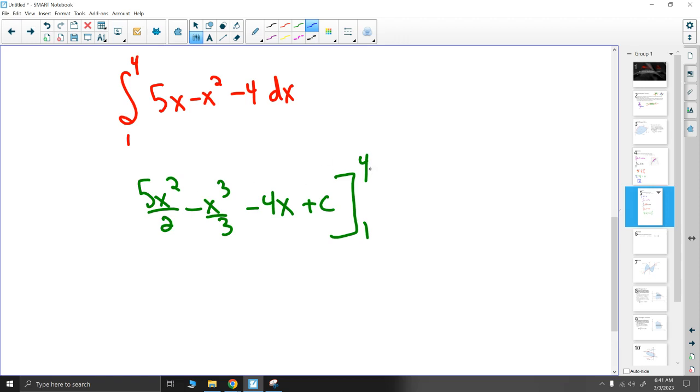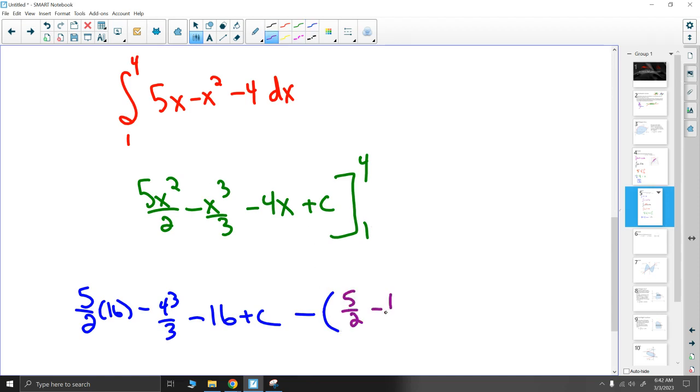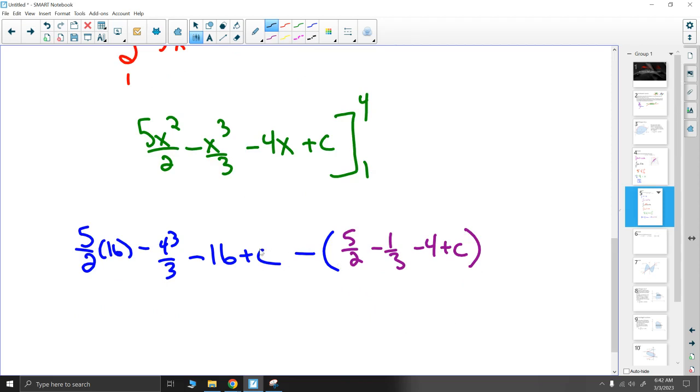Anyway, so if we put this 4 in, we have 5 halves times 16 minus 4 cubed, whatever that is, over 3 minus 16 plus c, and then we say minus, plugging 1 in, we have 5 halves minus 1/3 minus 4 plus c. Now, the reason why we, as a reminder, do not need to write the plus c in definite integration is because plus c minus c cancels. So these two are gone. We're distributing this negative into each of them.